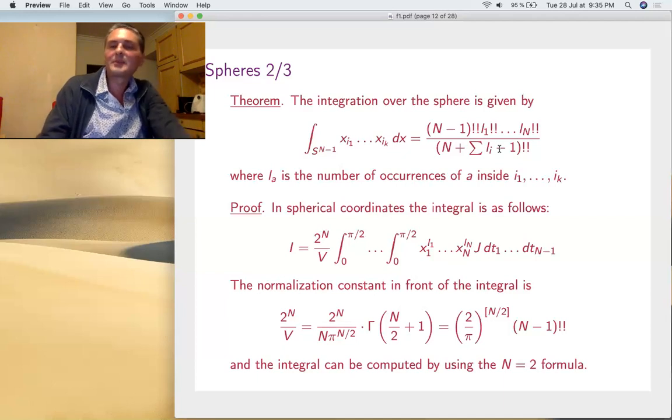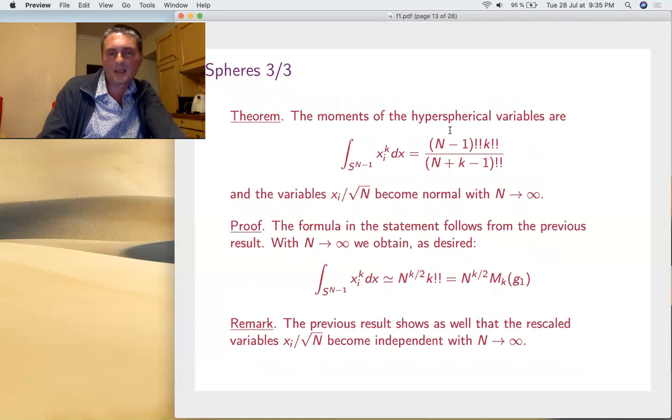Now let's see what happens when n goes to infinity. So first of all, let's take just one variable. That's the hyperspherical variable. So this formula before reduces to this. And the point now is that these variables, rescaled by square root of n, become normal when n goes to infinity. So that's the relation to the normal law. So the coordinates over the sphere become normal.